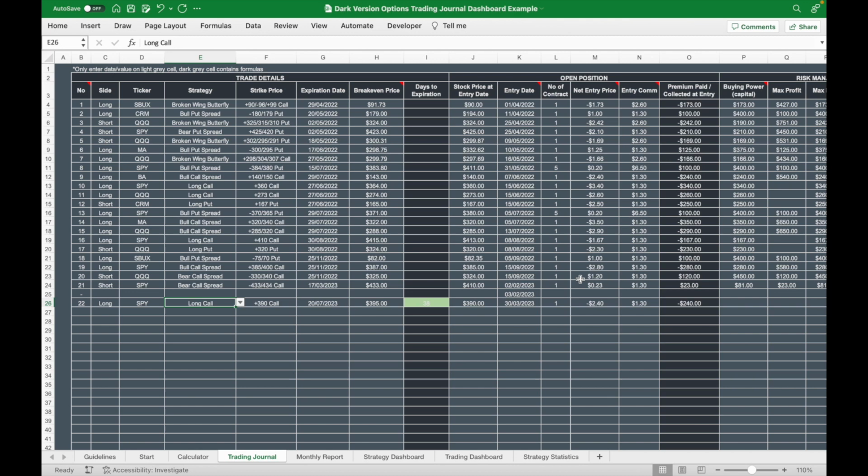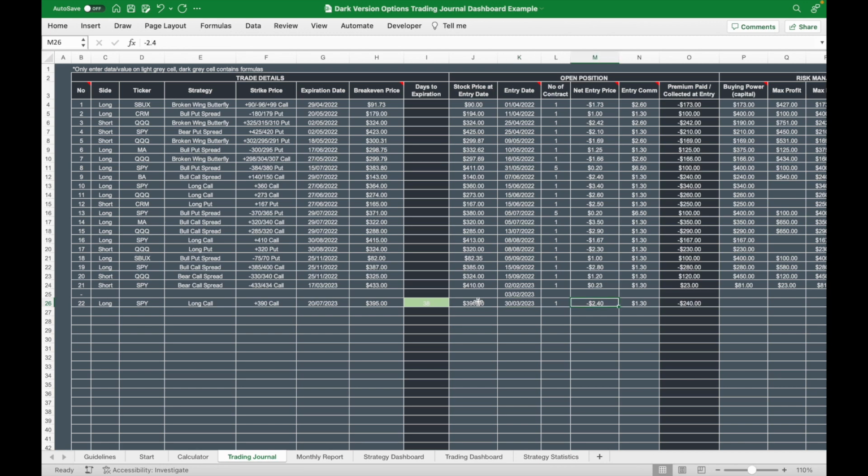The days to expiration column will automatically calculate the number of days remaining until expiration based on the current date, and the cell color will change from green to red as the expiration date approaches. After placing the trade, input the stop price at entry date, the date you enter the trade, the number of contracts, and the net entry price when opening the position.